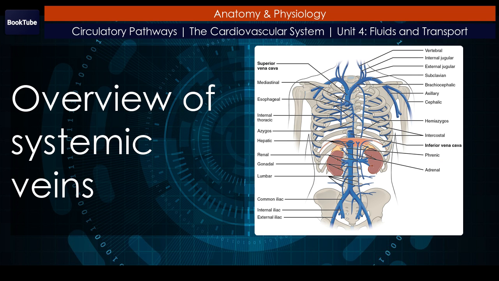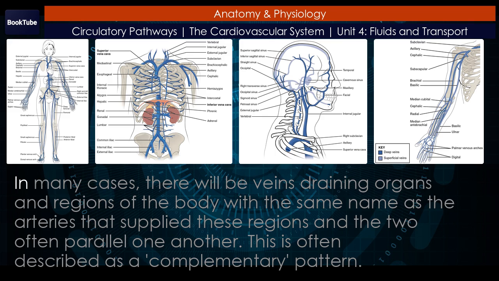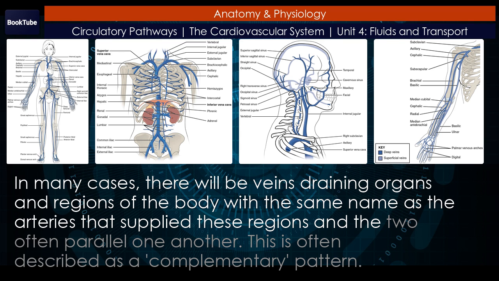Overview of systemic veins. Systemic veins return blood to the right atrium. Since the blood has already passed through the systemic capillaries, it will be relatively low in oxygen concentration. In many cases, there will be veins draining organs and regions of the body with the same name as the arteries that supplied these regions, and the two often parallel one another. This is often described as a complementary pattern.